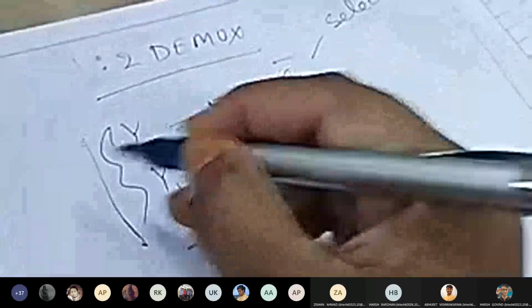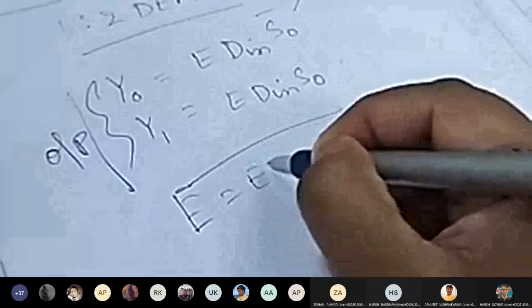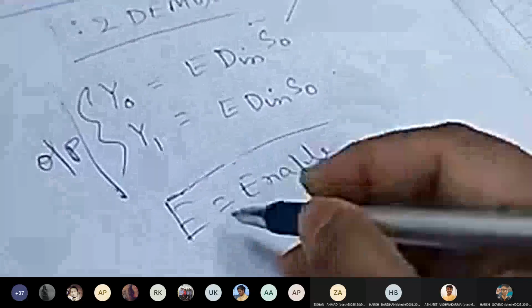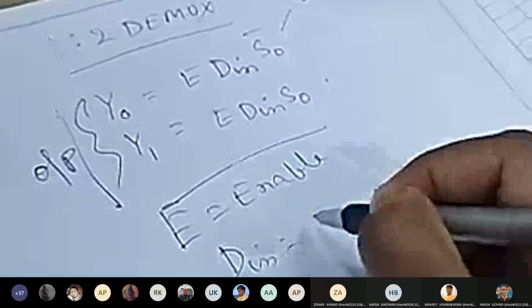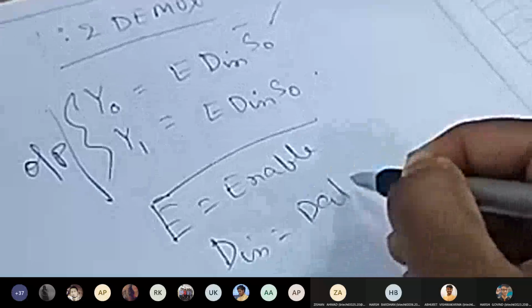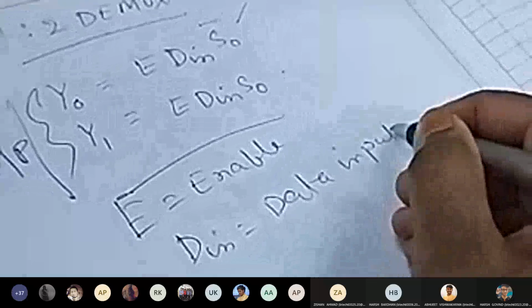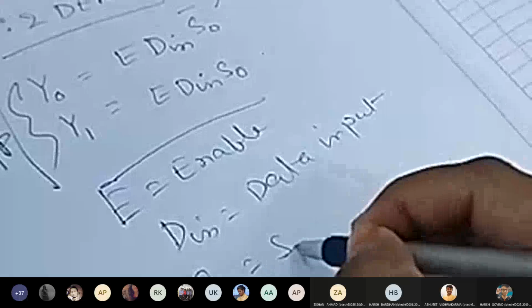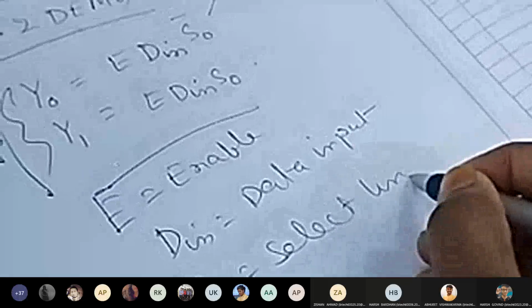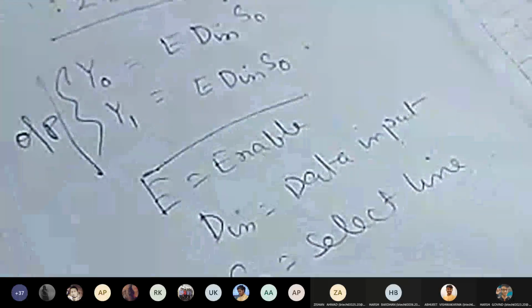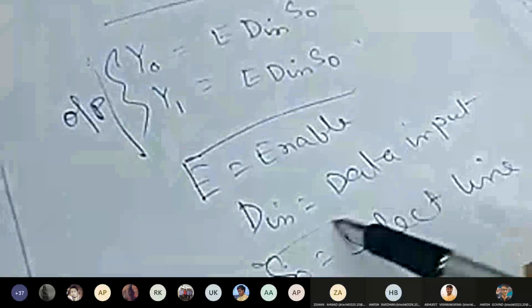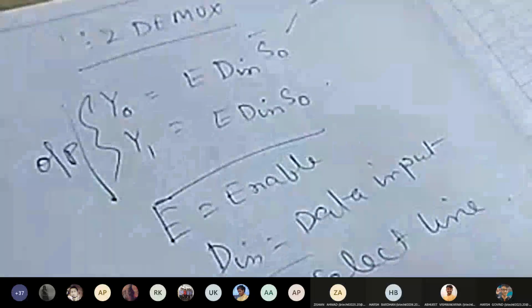These are the outputs, and E is your enable. And D in is your data input. And S0 is your select. So 1:2 means one input, that is D in, and according to that we will get two outputs, that is Y0 and Y1. So we will do this one.